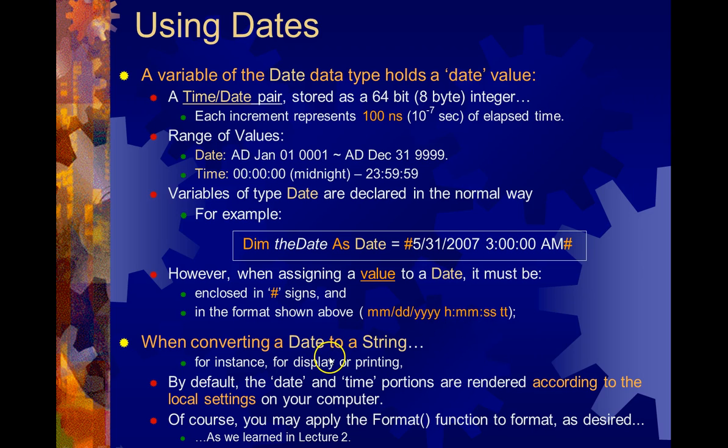When converting a date to a string, for instance, for display or printing, by default, the date and the time portions are rendered according to the local settings of your computer. Of course, you may apply the Format function to format as desired, as we learned in lecture 2.